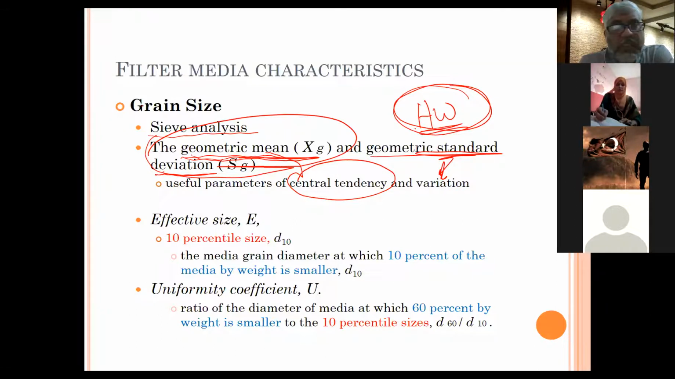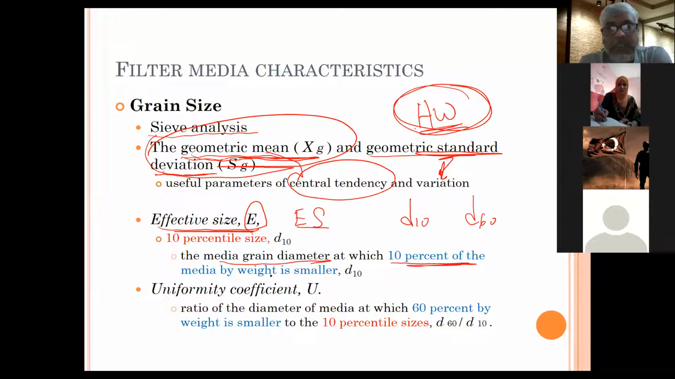Another parameter related to grain size is effective size, which we write as capital E, sometimes ES. In effective size, we usually determine two things. We call it the 10 percentile size, and another is the 60 percentile size. The 10 percentile size, or D10, is the media grain diameter at which 10% of the media by weight is smaller. So you measure the media diameter in your sample, and 10% of the diameters by weight are smaller. Another I will explain later on.